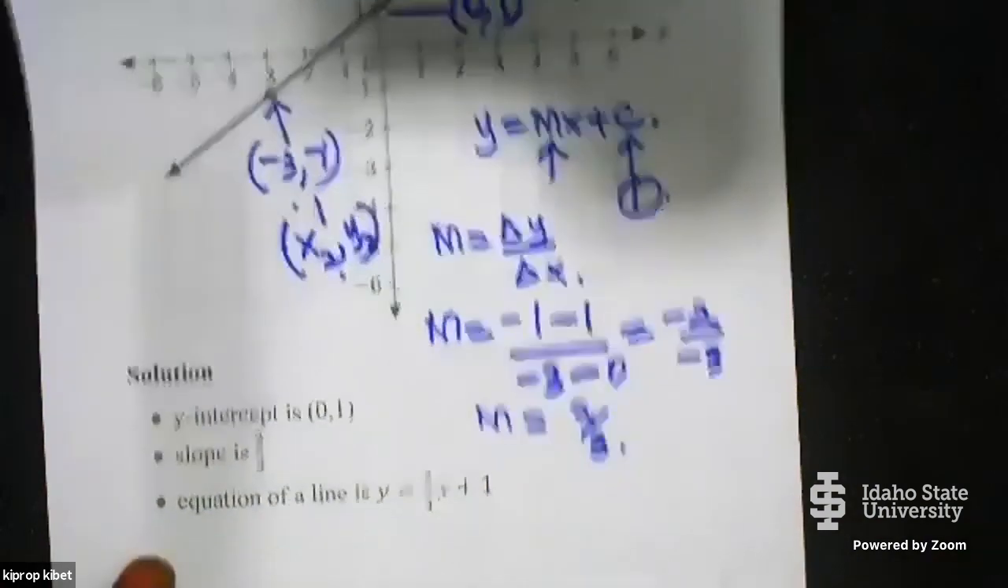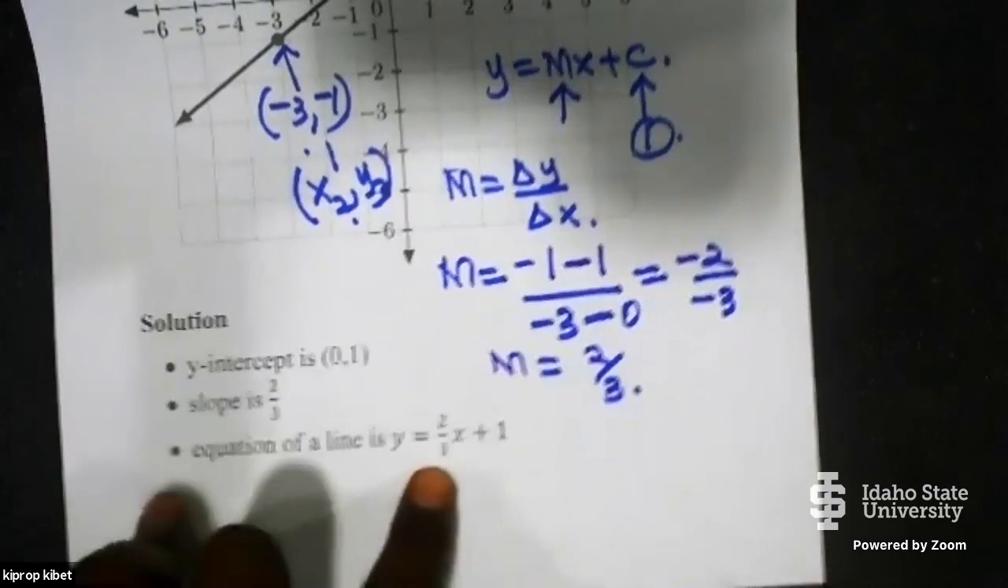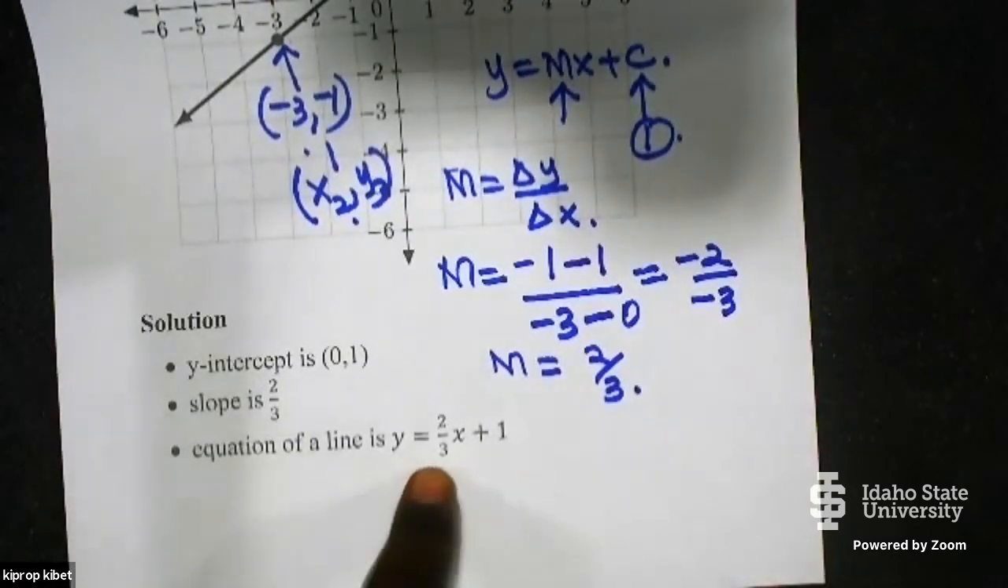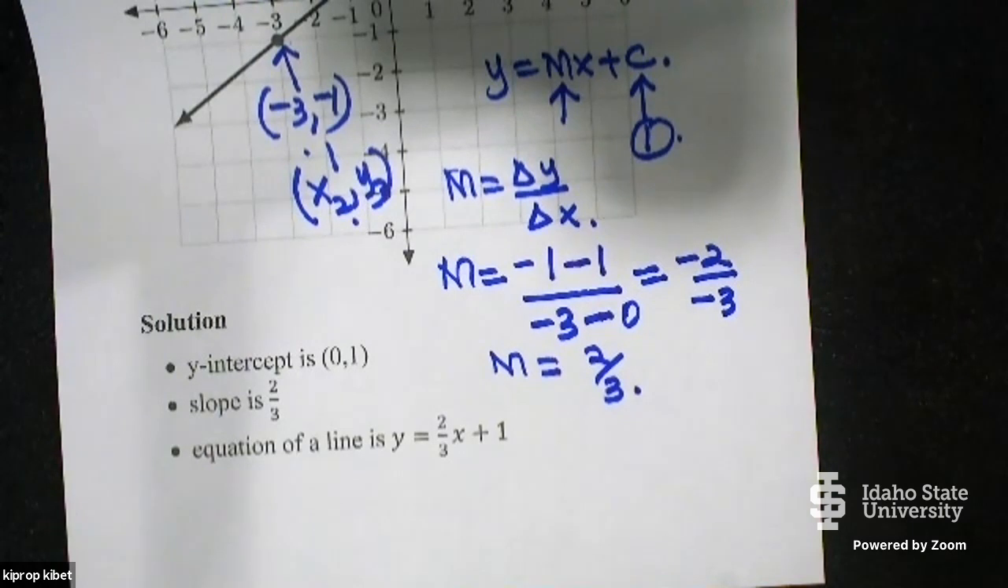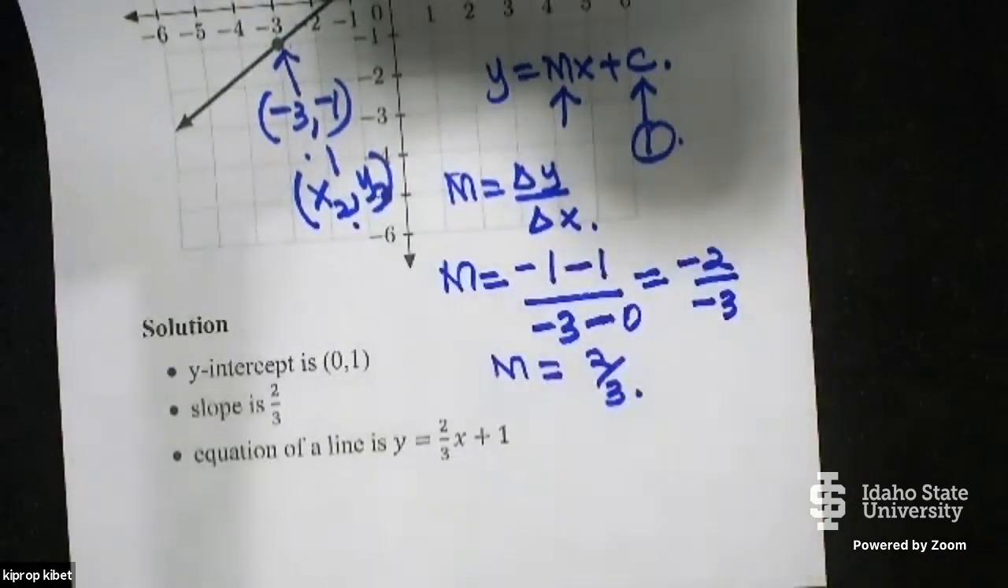So our equation of the line will be y equals 2 over 3 x plus 1. Is that clear? All right.